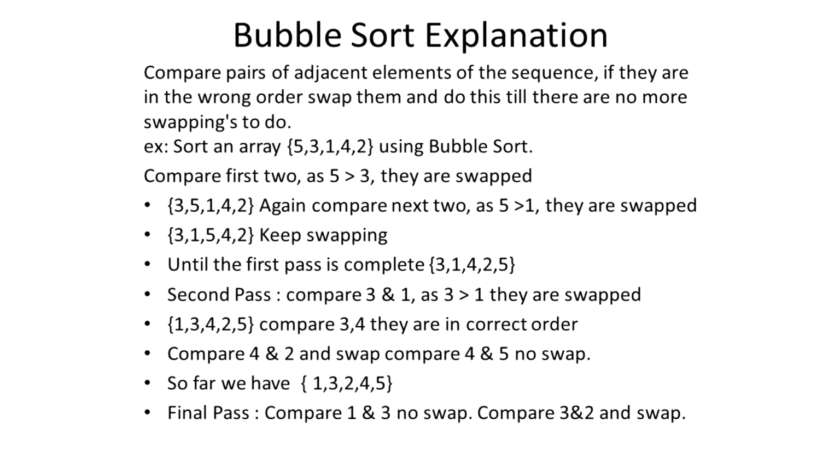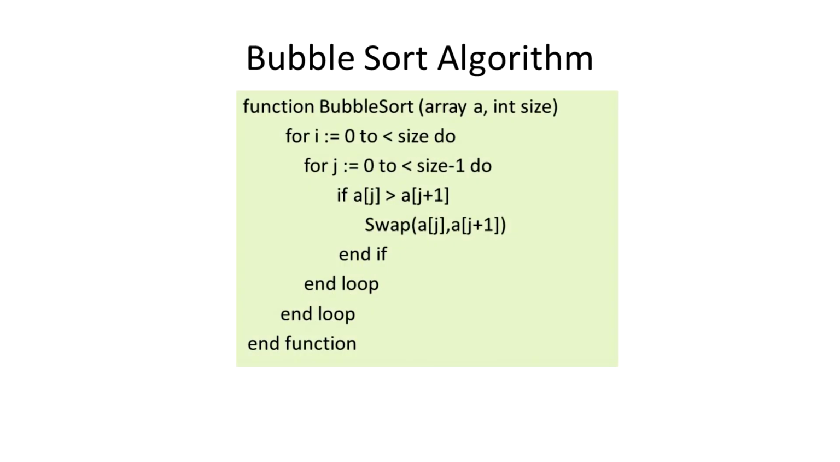And then we go back to the start and repeat the process again until we get a fully sorted list of elements. And you can see here on the next slide that we do indeed use that nested for loop structure again, where the inner loop represents one pass of the array, and the outer loop will repeat the inner loop until the whole array has been sorted.